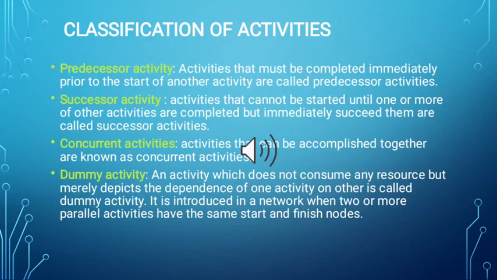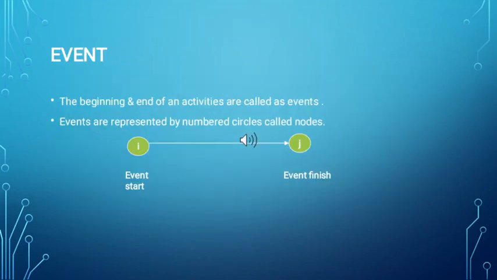Concurrent activities: activities that can be accomplished together are known as concurrent activities. Dummy activities: an activity which does not consume any resource but merely depicts the dependence of one activity on another is called a dummy activity.